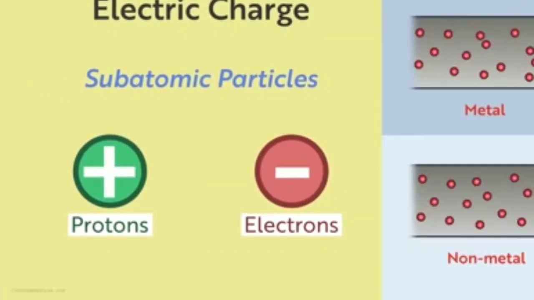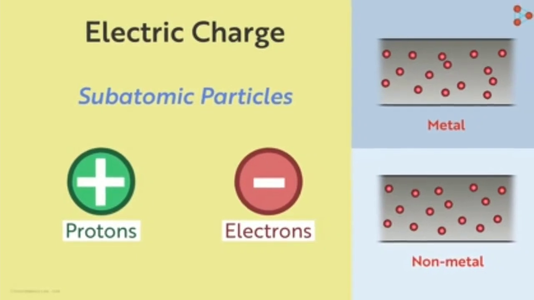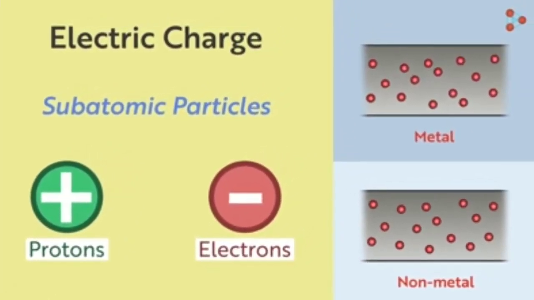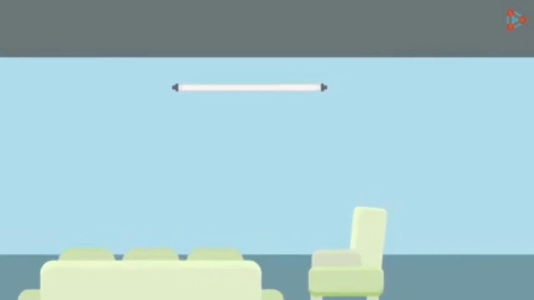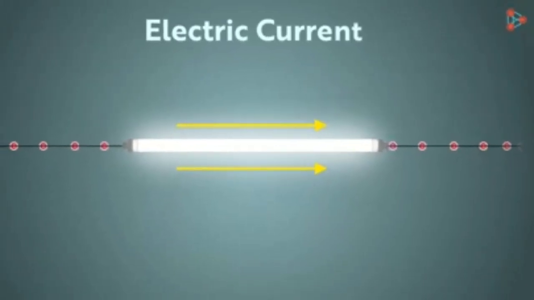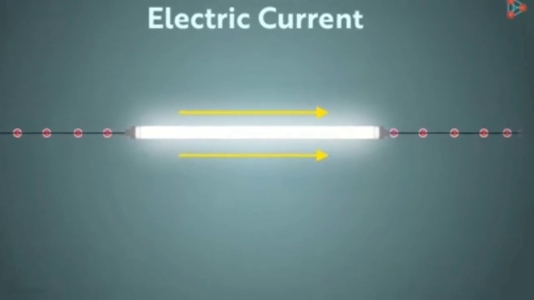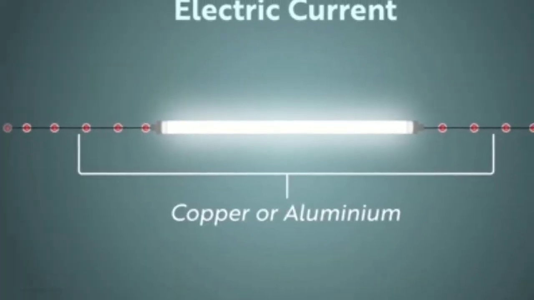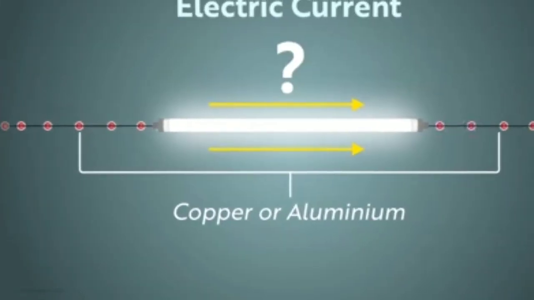In some objects like metals, electrons can move freely, while in non-metals their positions are fixed and hence they can't move freely. Now, any appliance in our house, for example tube lights, works because negatively charged electrons are moving in a wire in one direction. This unidirectional motion of electrons in a wire is also called electric current. These wires are made of metals, usually copper or aluminum, and you can understand why.